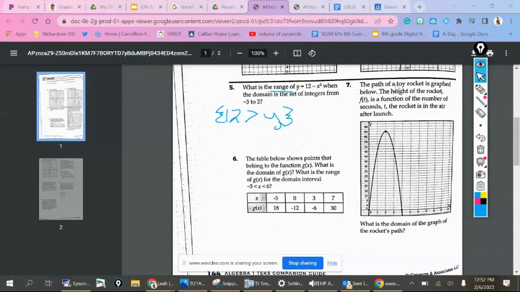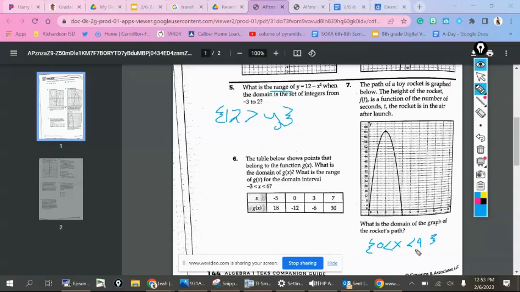Okay. The path of a toy rocket is graphed below. The height of the rocket, in feet, is a function of the number of seconds t the rocket is in the air after launch. What is the domain of the graph of the rocket? So we're just finding the domain. So we have to look at the points. We see we're at 0 here and 4. So our domain is going to be 0. And then we're traveling across the x-axis. We get a little bit bigger, but we're all less than 4.